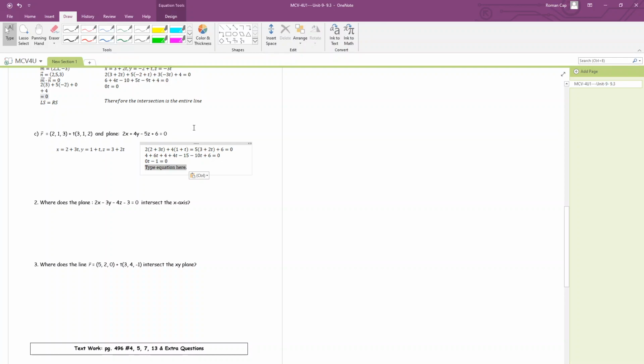So here we get 0t. Well, we're going to bring -1 over to the other side, so 0t is equal to 1, but 0t is never going to be equal to 1. So when you have 0t equal to 1, that means any number multiplied by 0 is always going to be 0, which means it's never going to equal 1. That means there's no solution, so it's inconsistent.